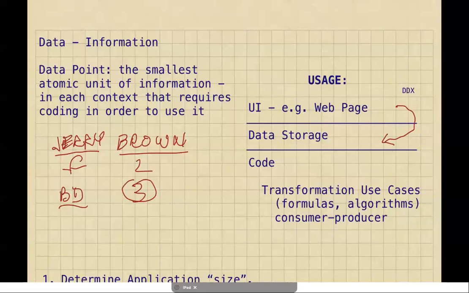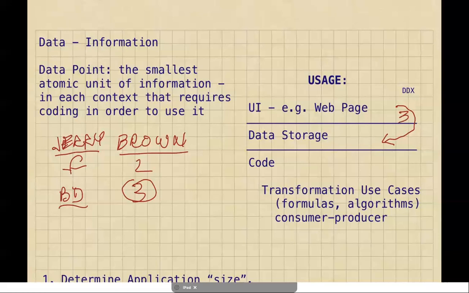we've created a form for the user using code, right? We've coded the form, they've filled out the form, they've submitted it, and now we're getting the information using code. We're getting the information off the web page and putting it in the storage. So we would count those 3 data points in this context right here in terms of usage.